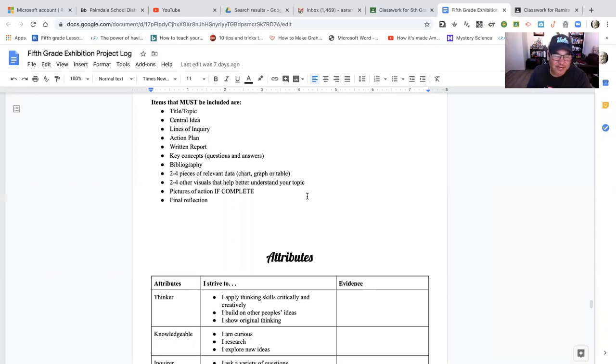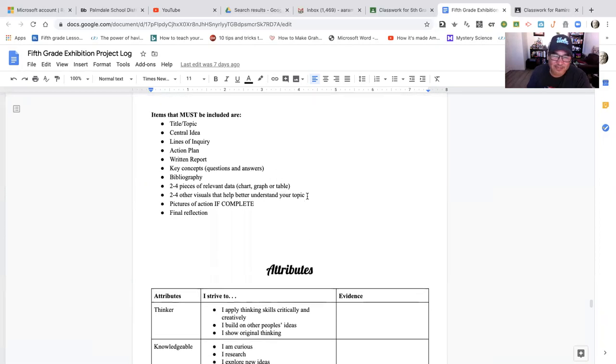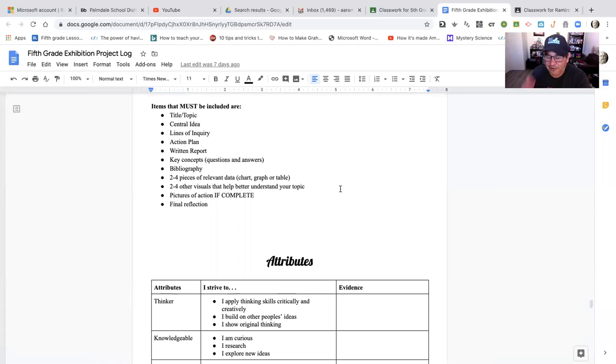All of this is in your exhibition log. It's in your exhibition planner. I don't want to scroll back and make everybody sick, but it's in the planner. And it's a section right after your lines of inquiry, and it shows those are the final drafts. They all go into your exhibition planner, and then this information is shared on this visual.